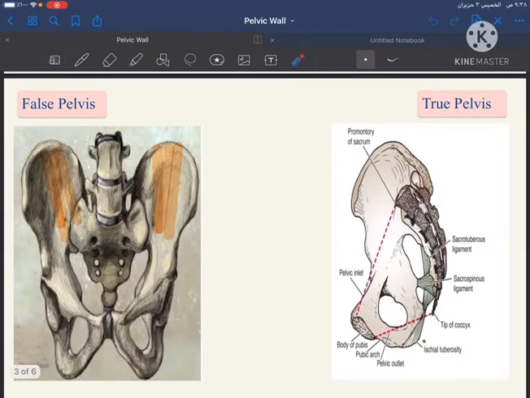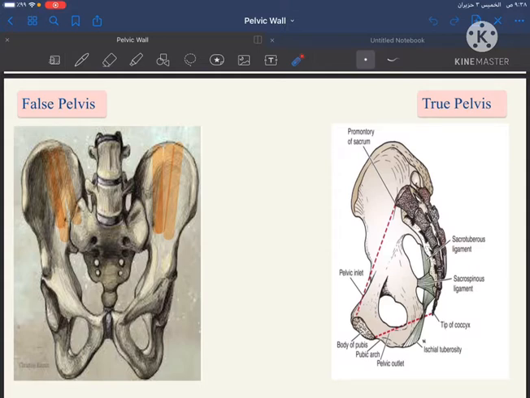The false pelvis is bounded posteriorly by the lumbar vertebrae, laterally by the iliac fossa with the iliacus muscle, and anteriorly by the anterior abdominal wall, specifically the lower part of the anterior abdominal wall.